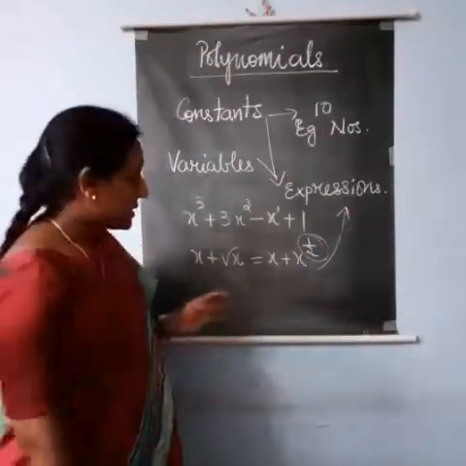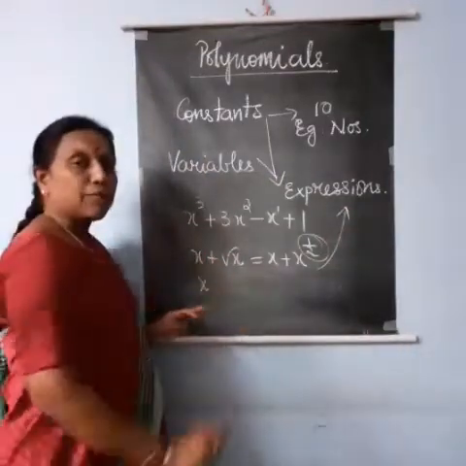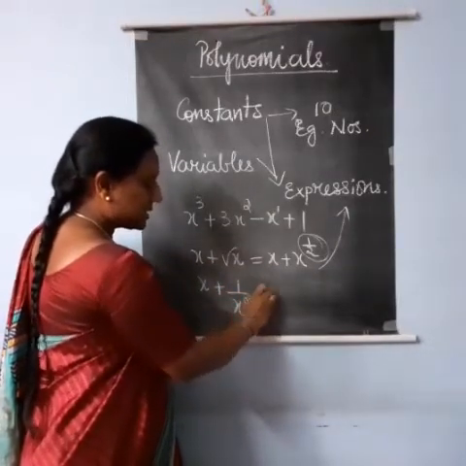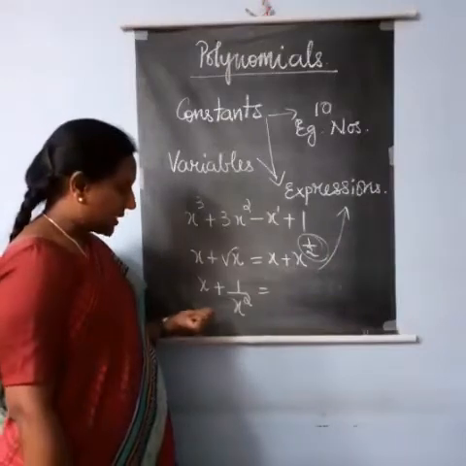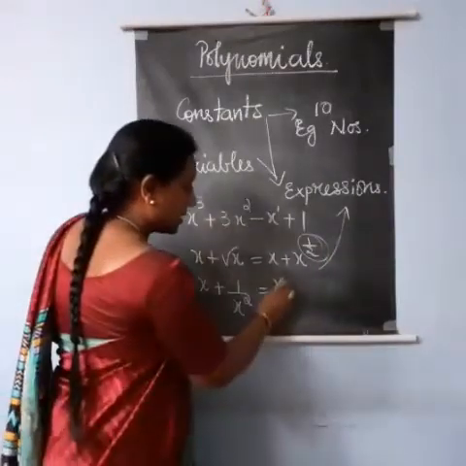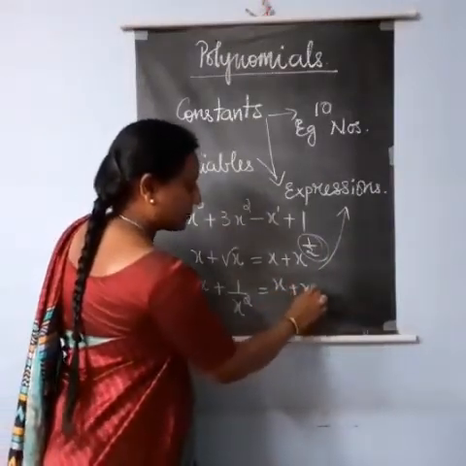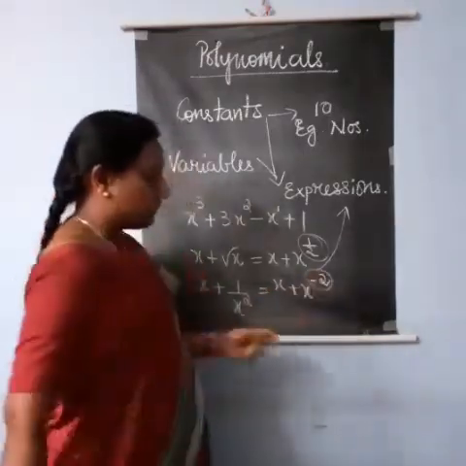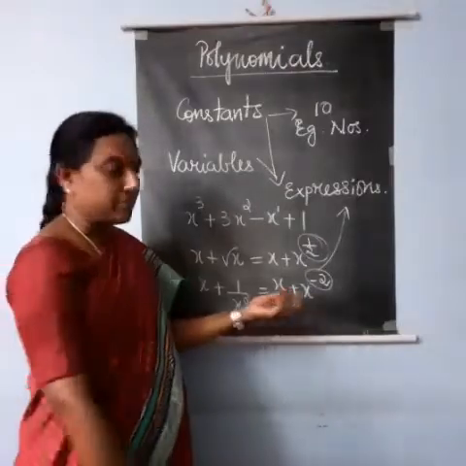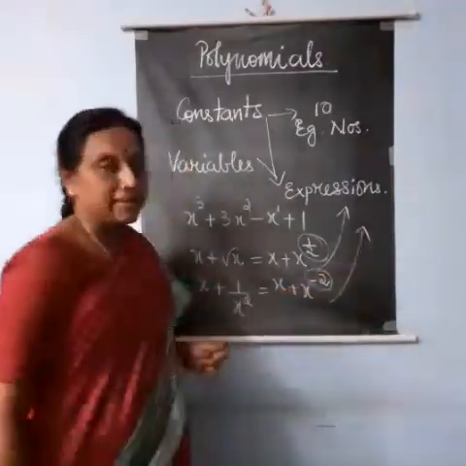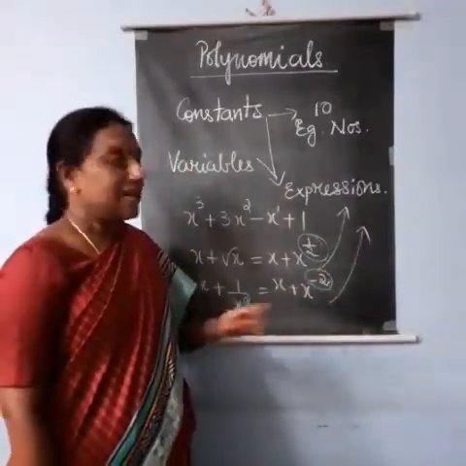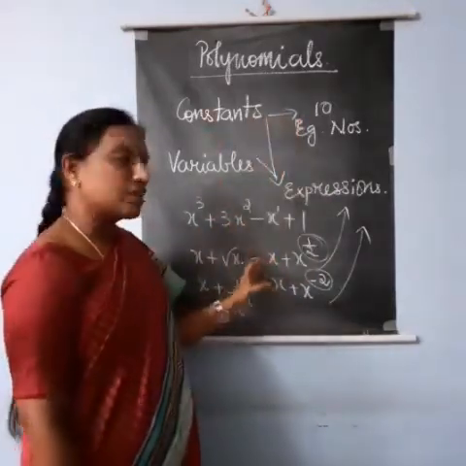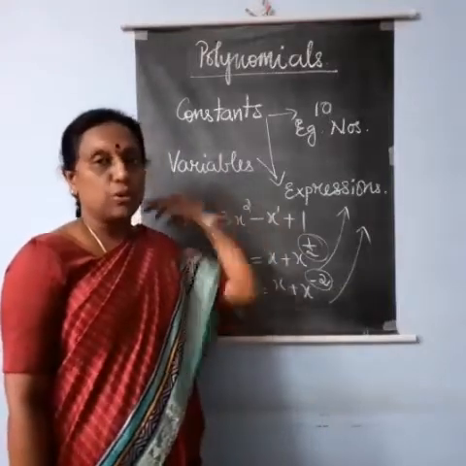Do you understand? The same goes for negative powers. Just say we have x plus 1 by x squared. Is this a polynomial? Let us check. What will this equal to? x plus x power minus 2. Now, minus 2 is not a whole number, so this is not a polynomial. This becomes only an expression. So, do you understand? Expressions will become polynomials only if the powers of the variable are all whole numbers.